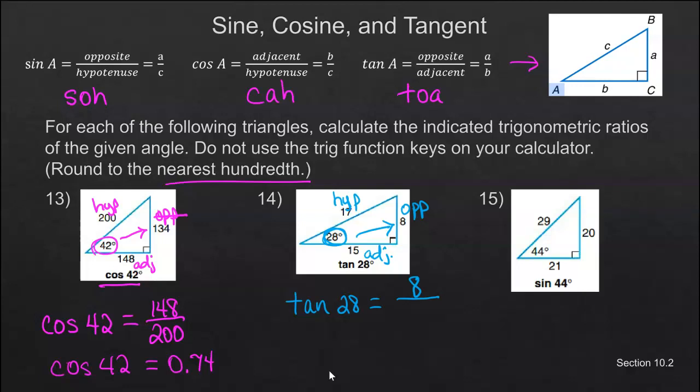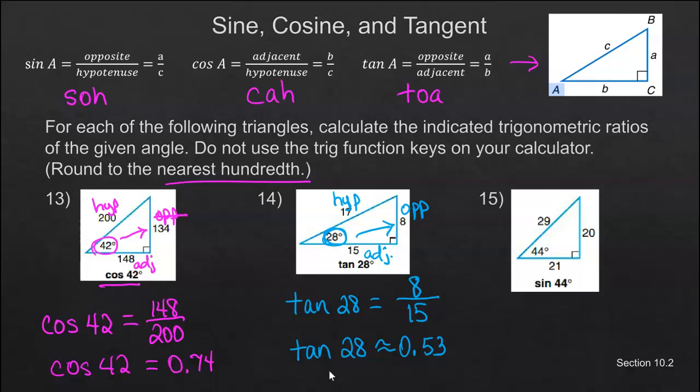So opposite over adjacent, and then we calculate that by dividing 8 by 15, and it is about 0.53. I guess these all should be wavy equal signs. That one is anyway. On the first one, let me check that. The first one came out exact, so we didn't have any wavy equal signs, but 8 over 15 does not come out exact.